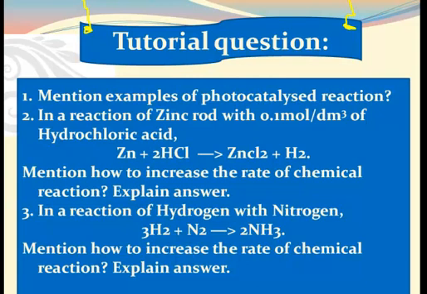Then number 3, in the reaction of hydrogen with nitrogen, mention how to increase the rate of chemical reaction. These are gases. Hydrogen is gas, nitrogen is gas, and a gas is being produced. So pressure will be there, which is very important, and since it's not a photocatalyzed reaction, there's no need for us to look in the direction of light. Then guess the answer now, and please send to me as soon as possible.